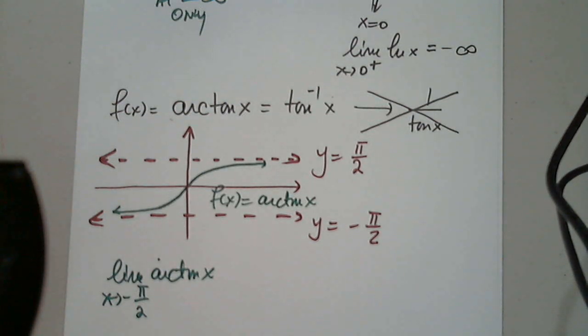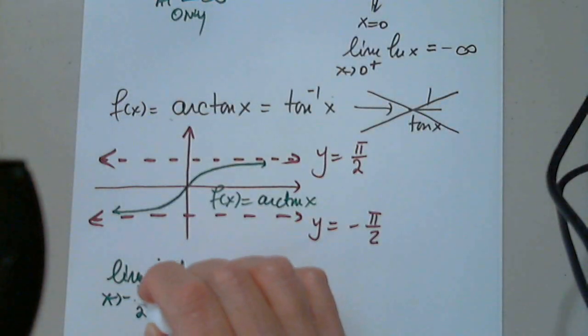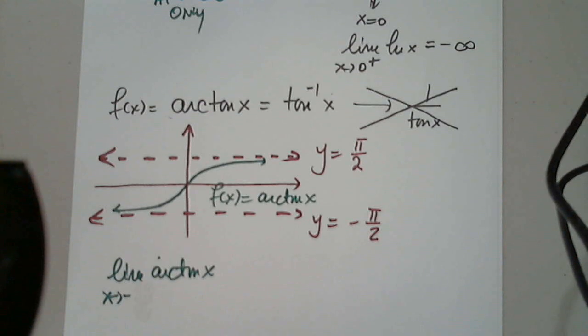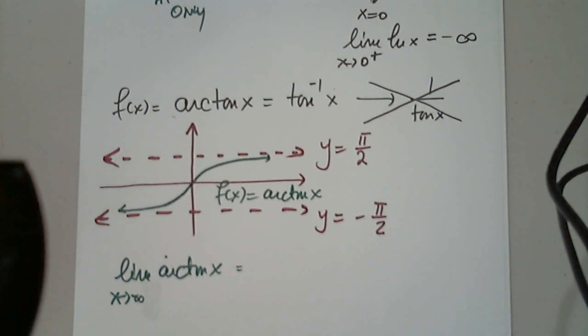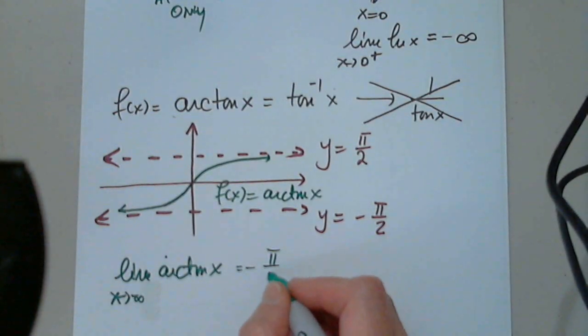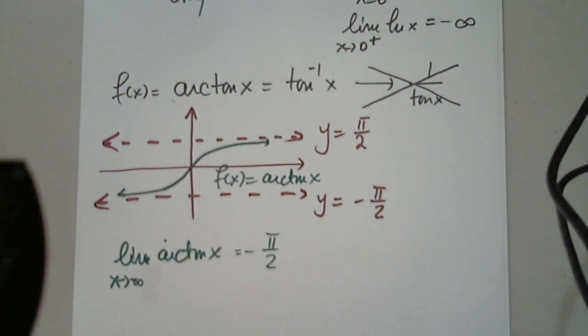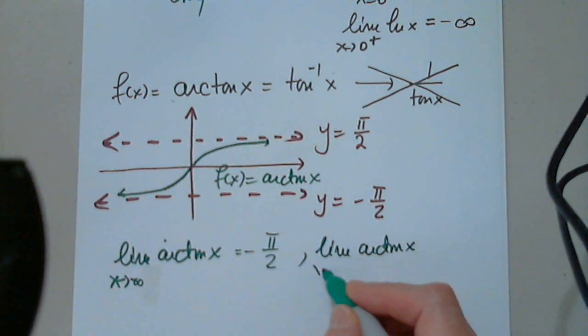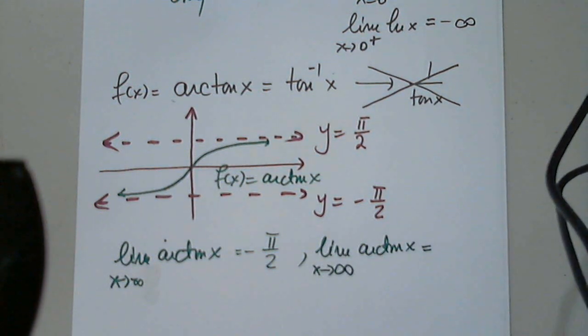That's what I meant. And I gave out my answer already. See? At negative infinity, what would you say? What is the answer? Negative pi over 2. Thank you very much. What if I write now limit of arctangent x as x approaches infinity? What will that be? Pi over 2.